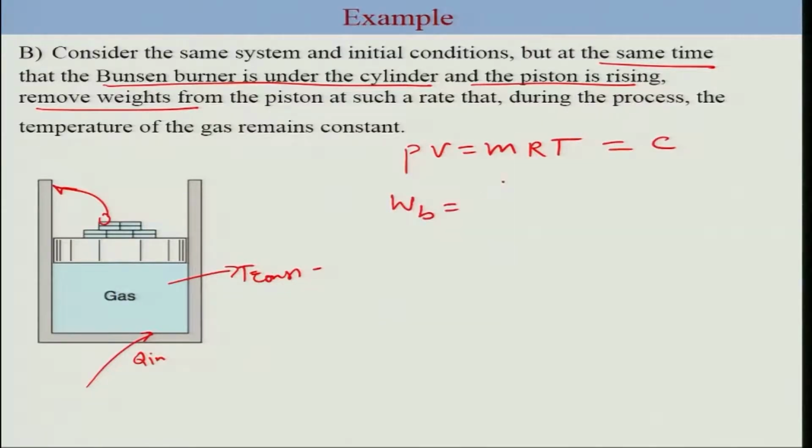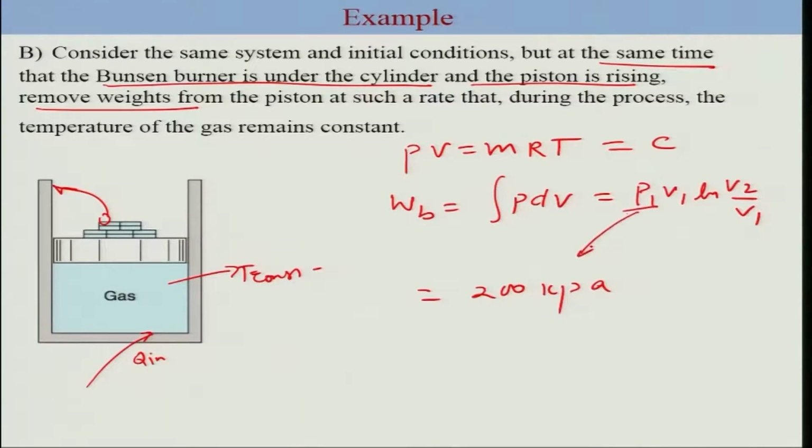So WB is the integral of PdV, and we have already derived the expression for the constant temperature expansion, so isothermal process, and that would be P1 V1 ln(V2/V1). So we can obtain the values by putting in the values for each variable. Now P1 is 200 kilopascal, V1, the initial volume, is 0.04 meter cube, and then ln(0.1/0.04). So this turns out to be 7.33 kilojoules.